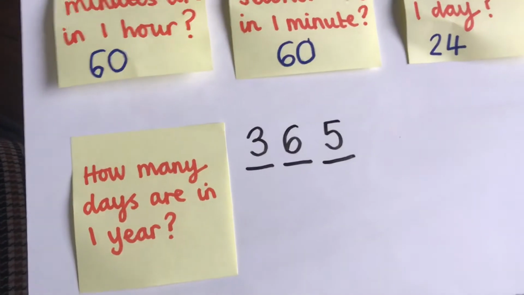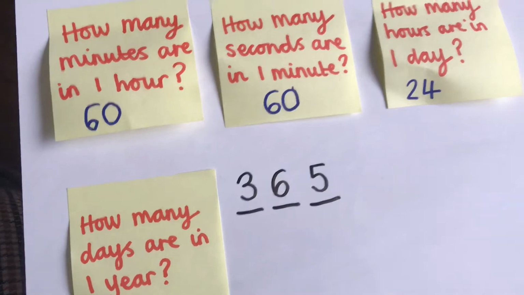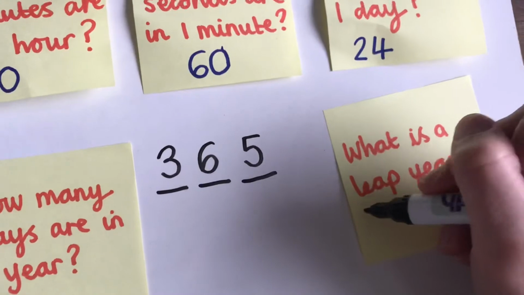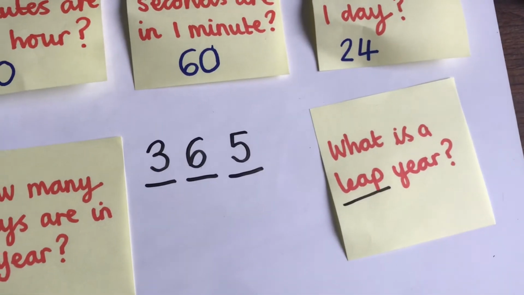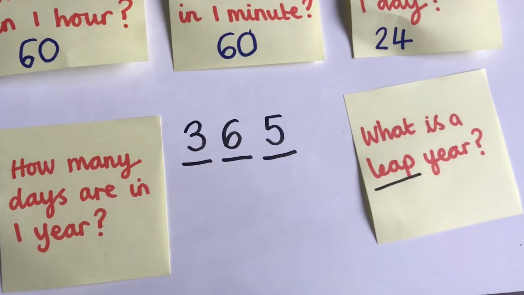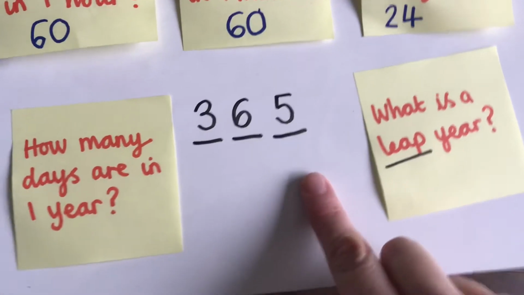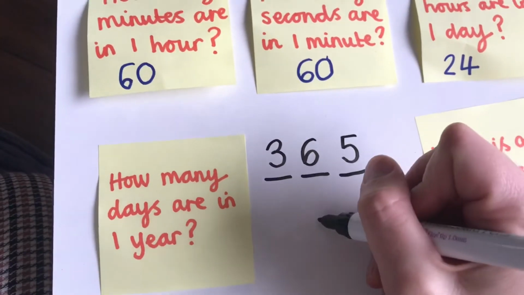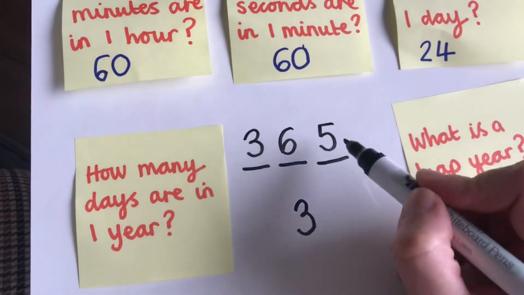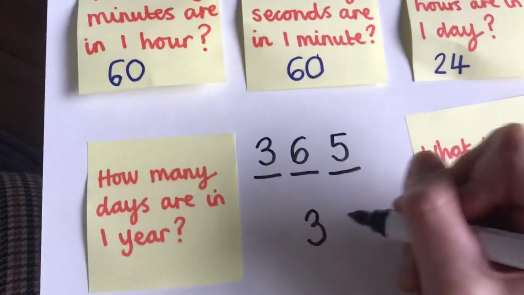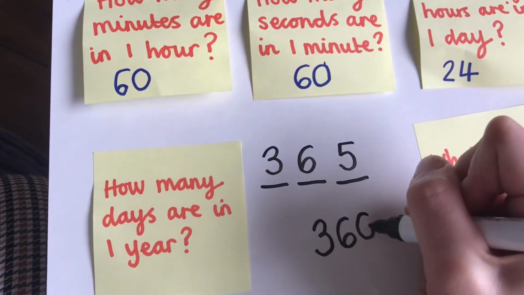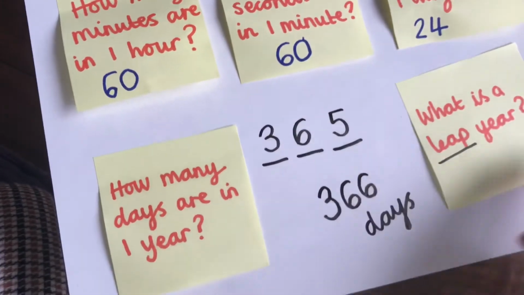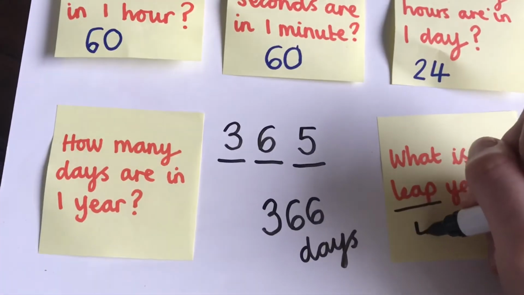Have you ever heard of something called a leap year? Okay, a leap year. Do you know what this is? Well, a leap year is once every 4 years, and in a leap year, you actually have an extra day. So, if you have an extra day, you're adding 1 more day to 365. So in a leap year, you have 366 days.